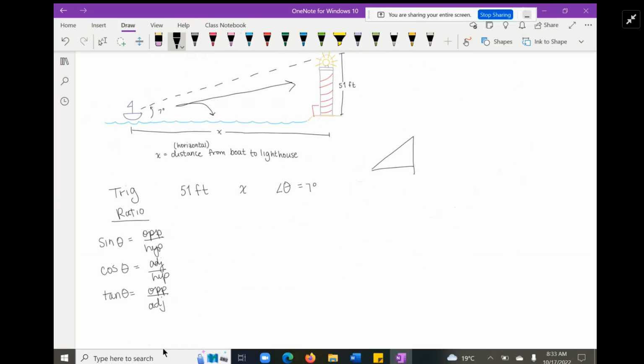Because of its opposite over adjacent situation, this tells me that we're going to use tangent, right? That's the ratio that we're going to apply here. And at that point, you're pretty much setting up to move forward and solve. So now we're going to fill in the pieces that we have. We have the opposite side, we have the adjacent side, we have our angle, and it's in degrees.